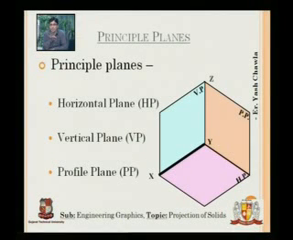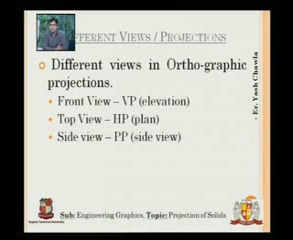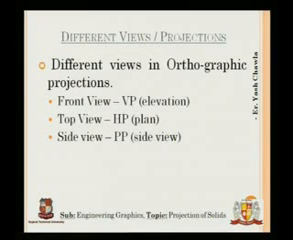So first we'll look at what the different types of planes are that we are going to encounter. There are three principal planes that we are going to use. One is the horizontal plane, one is the vertical plane, and one is the profile plane. After that, there are three types of views that we can make of any object, whether it is two dimensional, three dimensional, or one dimensional.